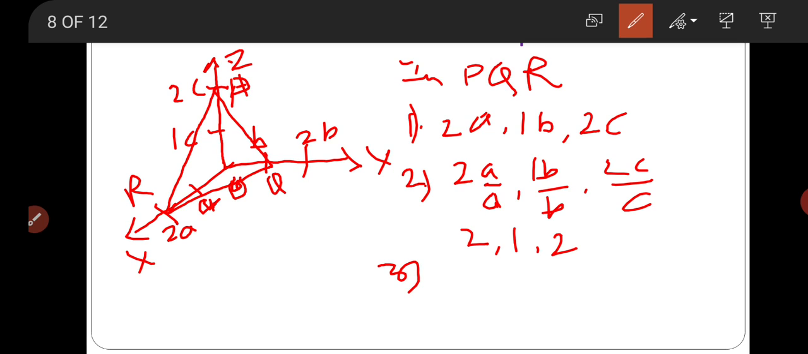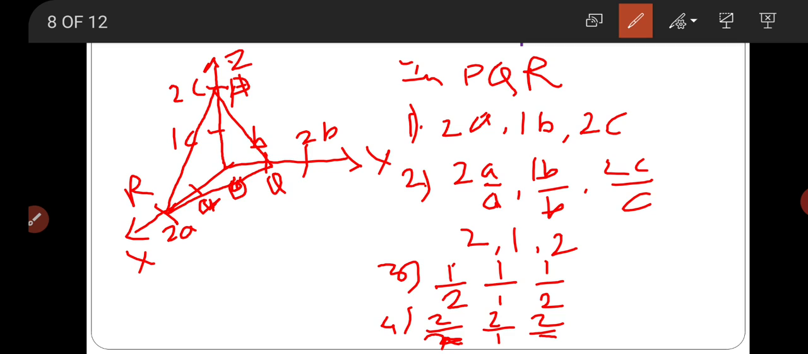is take the reciprocals of this: 1 by 2, 1 by 1, and 1 by 2. So these fractions convert by multiplying by the common factor, which in this case means we have to multiply by 2. So 2 by 2, 2 by 1, and again 2 by 2.